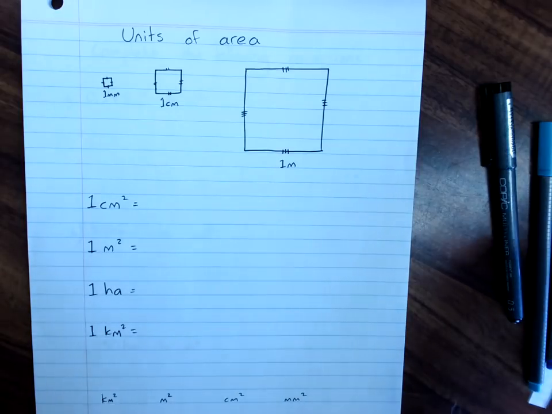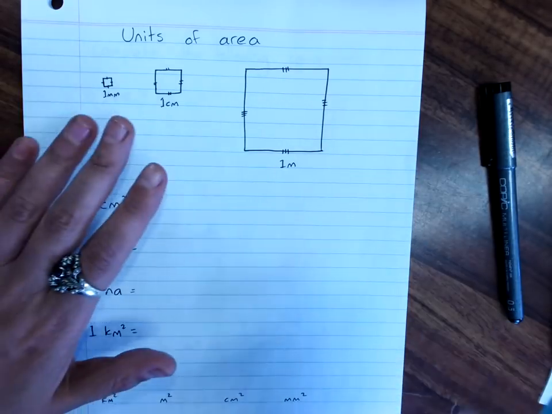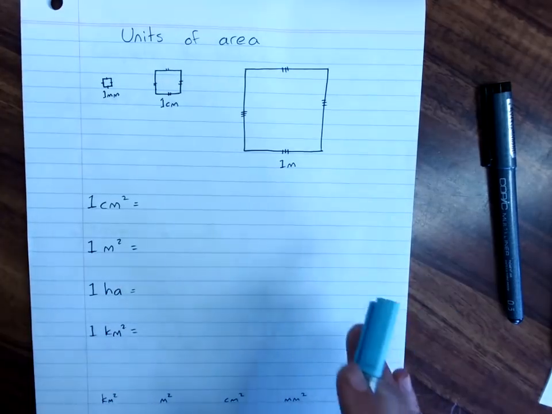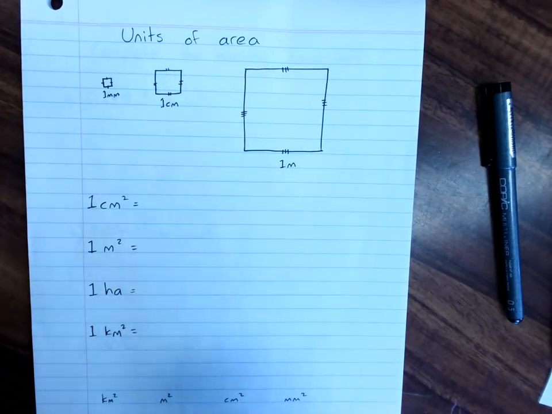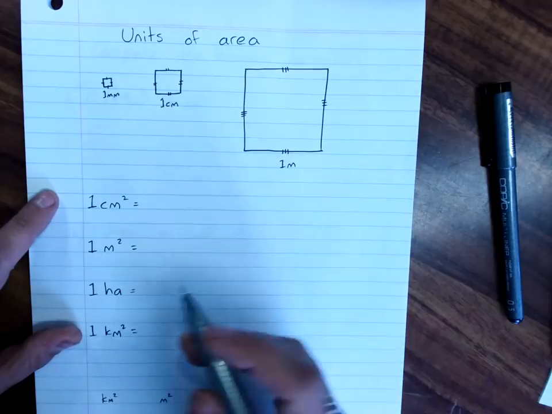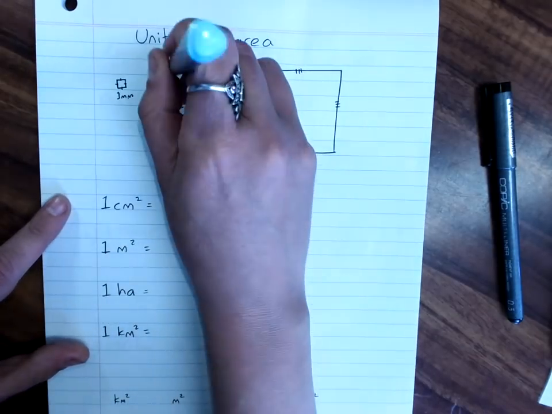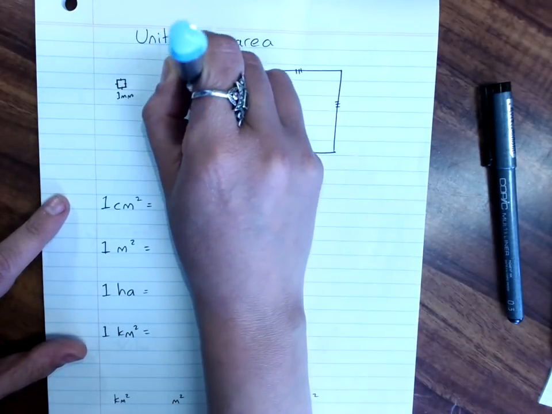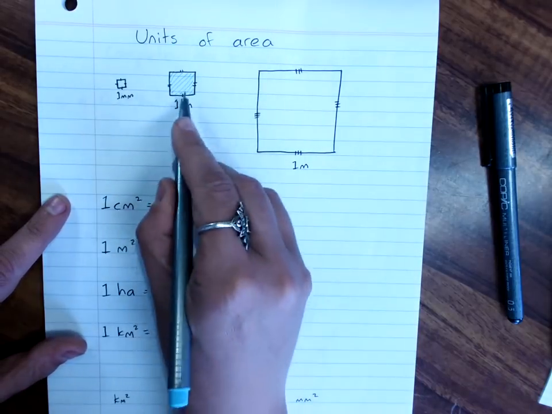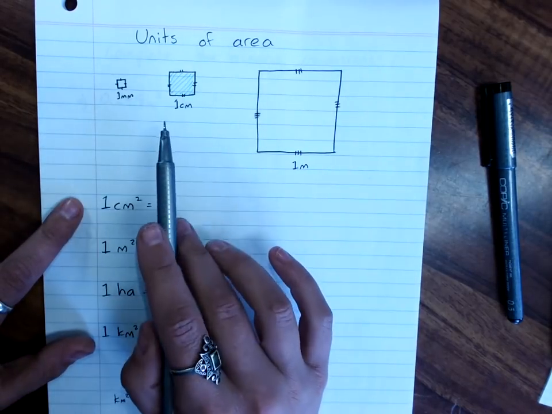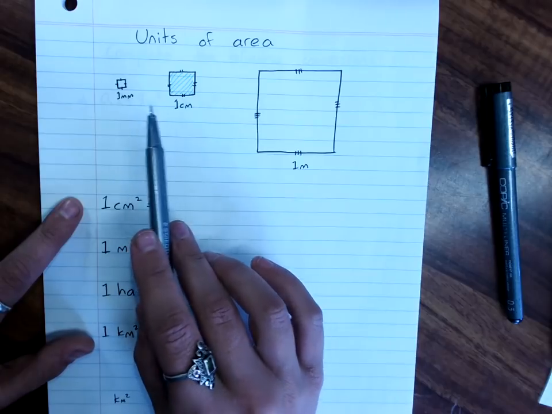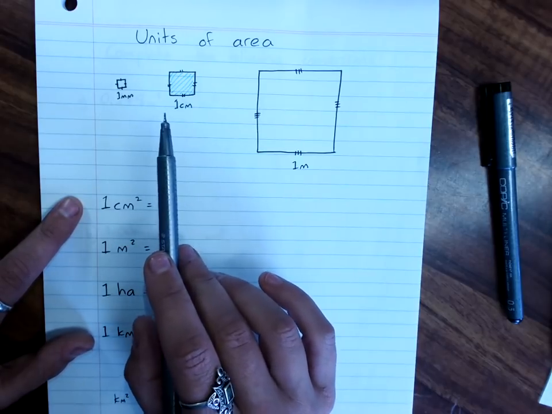Units of area. So when we're talking about area, we're talking about the amount of space taken up by a two-dimensional shape. So this square here is taking up that much space. We measure it in square units.